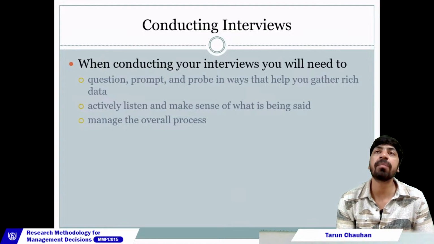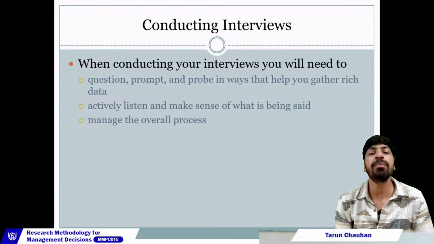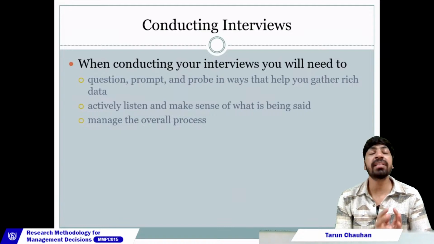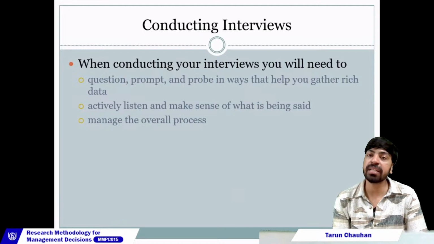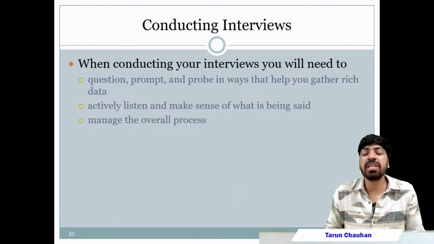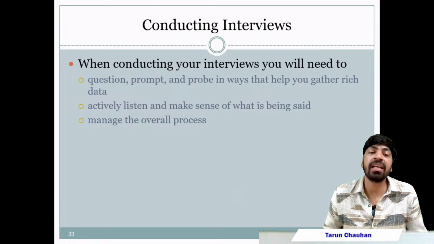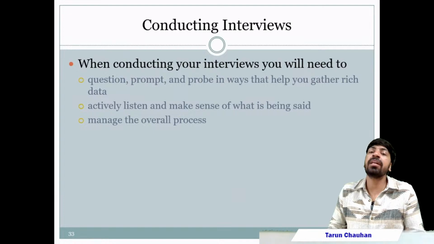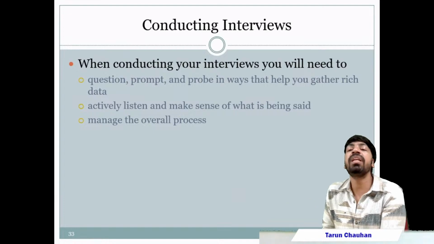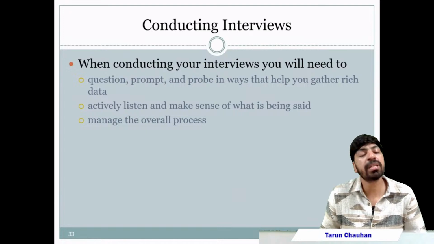Conducting interviews, you will need to put up a question, then prompt in ways that will help to gather rich data. You also actively listen and make sense of what is being said, and manage the overall process of conducting the interview. Sometimes the interviewer could be very friendly, sometimes very strict. So accordingly, you answer the questions, and the interviewer will gather the data from the respondents.